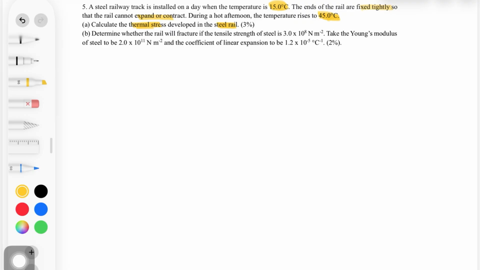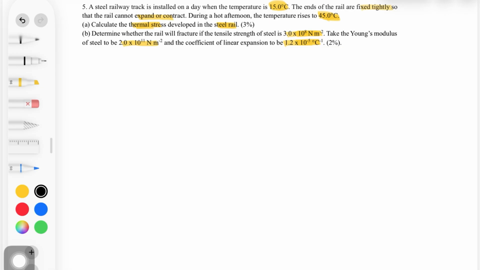Determine whether the rail will fracture if the tensile strength of the steel is 3.0 × 10⁸ N m⁻². Take the Young modulus to be 2.0 × 10¹¹ N m⁻². The coefficient of linear expansion is this. Okay, so let's solve this question. We write down all the information we get.